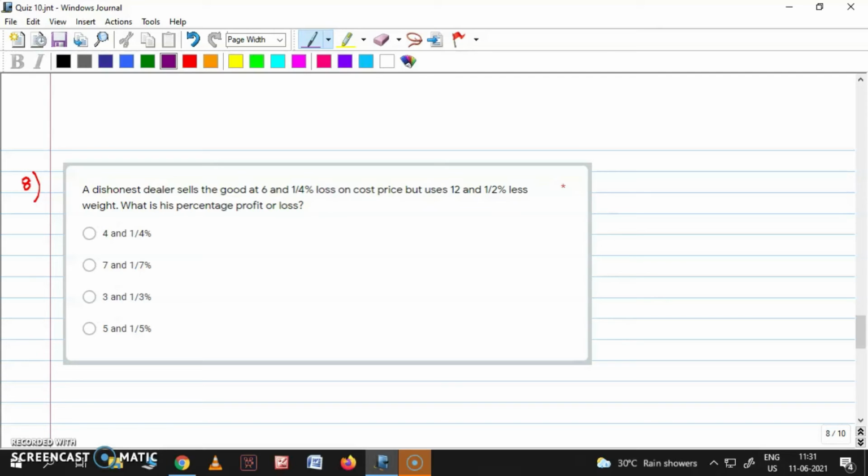Here he is the dishonest dealer and sells the goods at 6 and 1/4% loss. So he is selling the goods at 6 and 1 by 4 percentage of loss on cost price, but uses 12 and 1 by 2 percentage of less weight. So he is being dishonest in the weighing machine. And what is his percentage profit or loss? Let us see. So this is the less weight.